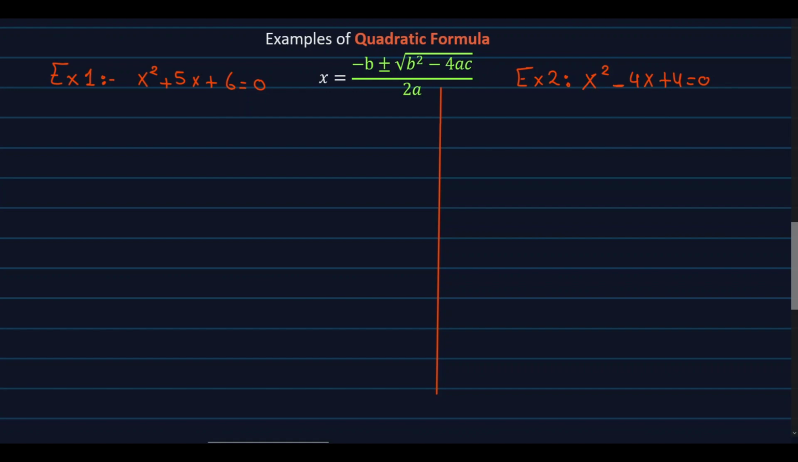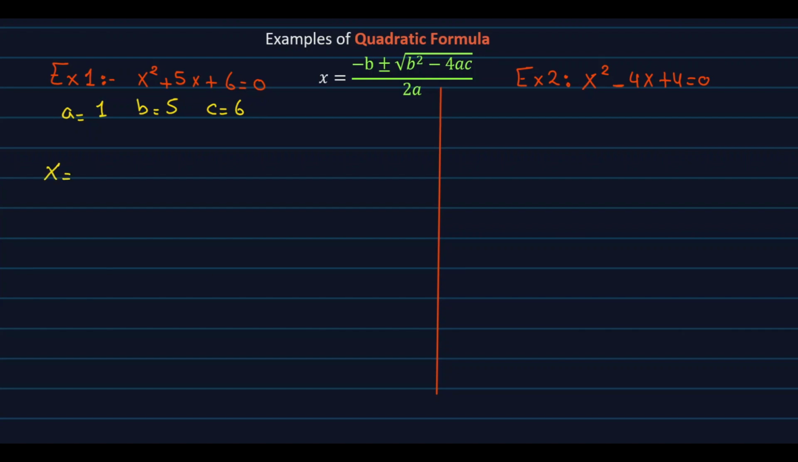I'm going to use 3 different examples: one that has 2 real solutions, one that has 1 real solution, and one that has 2 complex solutions. Let's start with the first one. The first thing I need you to do is extract a, b, and c. If you are a beginner or just starting to use the quadratic formula, do this first so everything is smooth and easy while you are solving, and do it slowly, seriously. We have a equal to 1, b equal to 5, and c equal to 6.